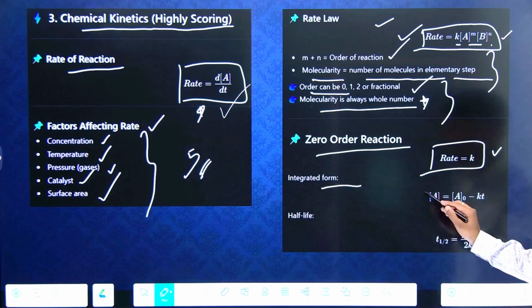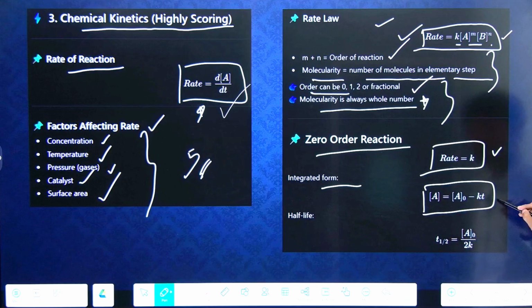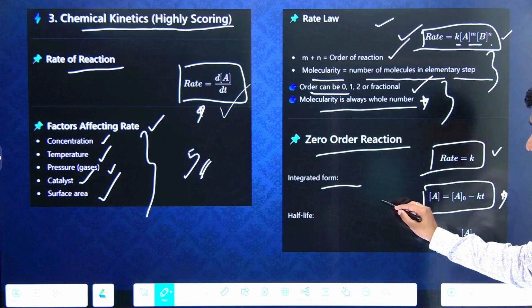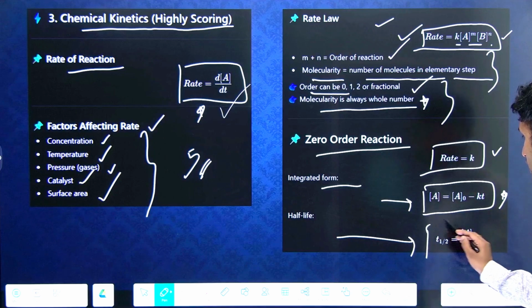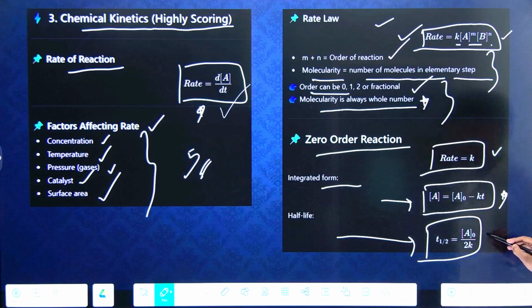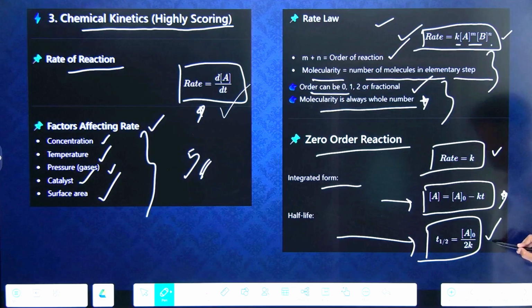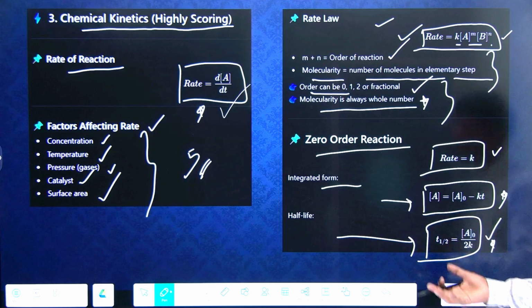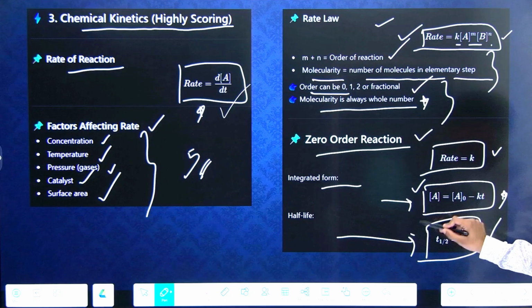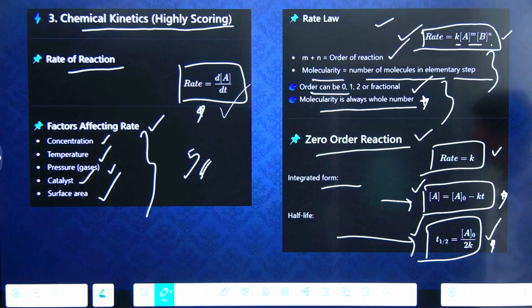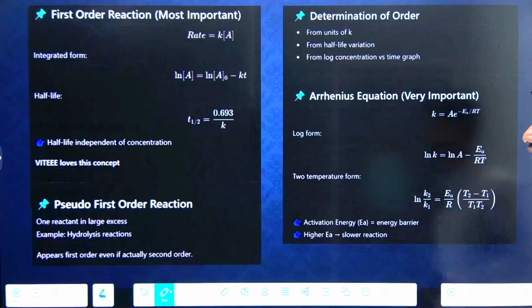The integrated form is A equals A naught minus Kt. This is an important form. If half life has to be calculated, then t half equals A naught upon 2K. So this formula is also important. If such numericals are asked from these areas, then definitely these formulas will help you directly, and you need not even think twice over this. Hopefully you have understood these portions also from chemical kinetics.